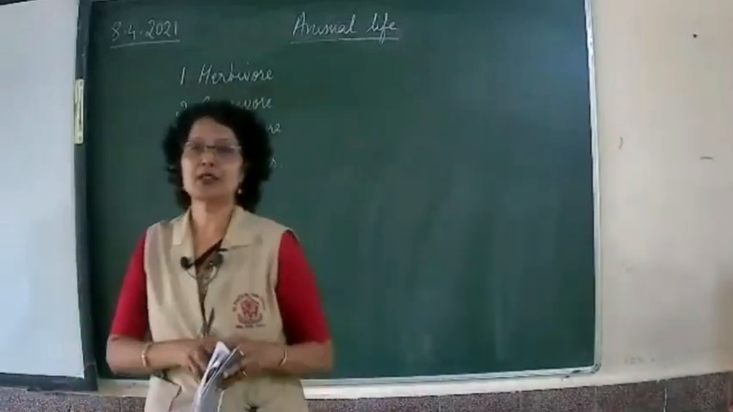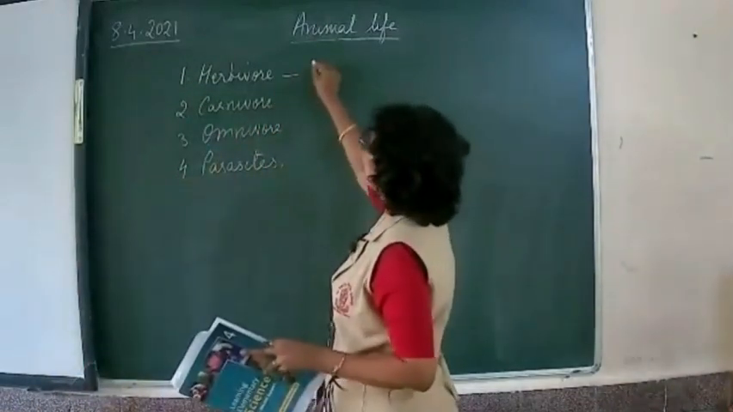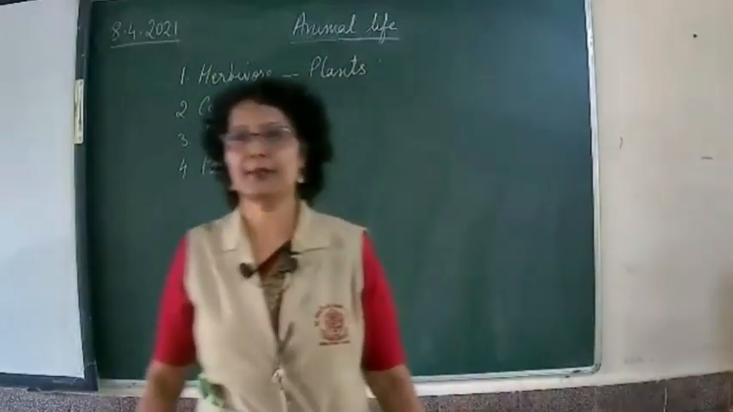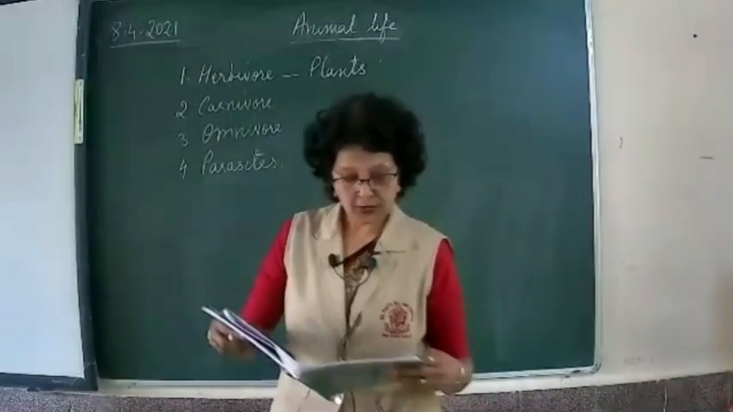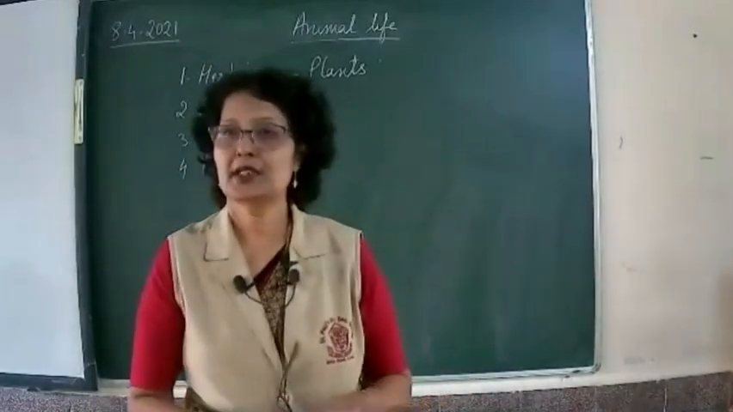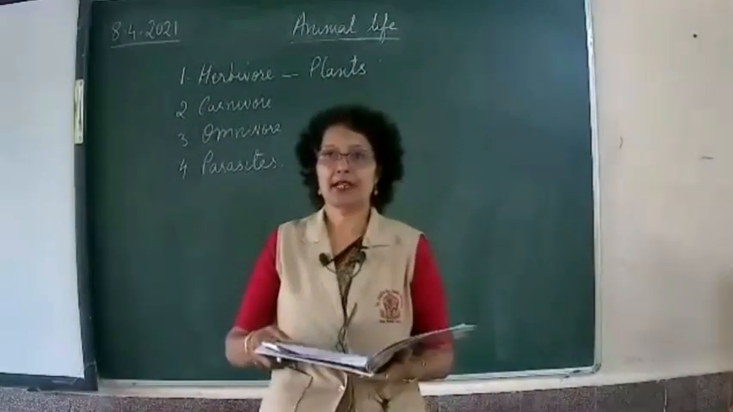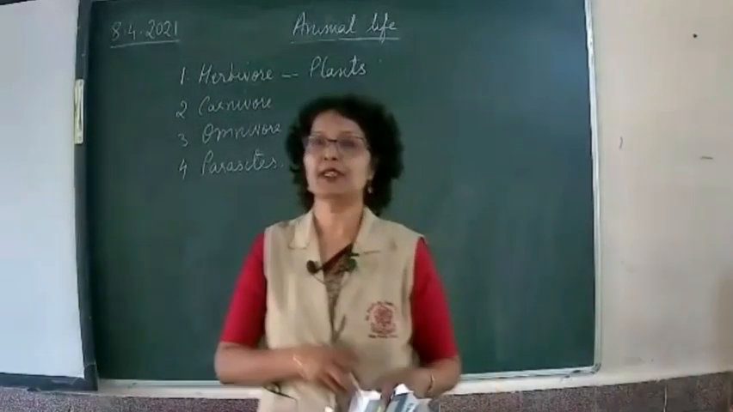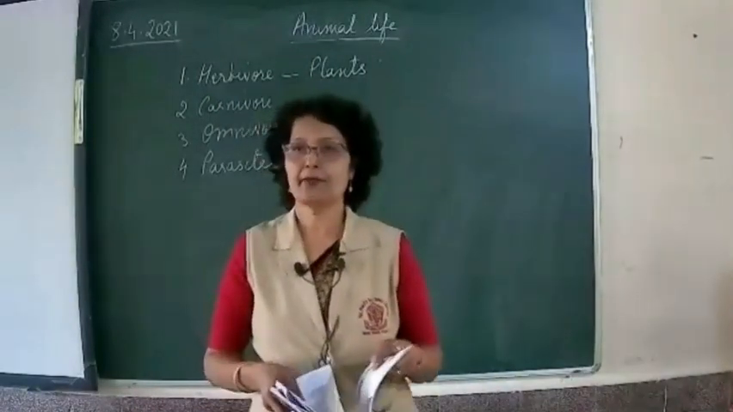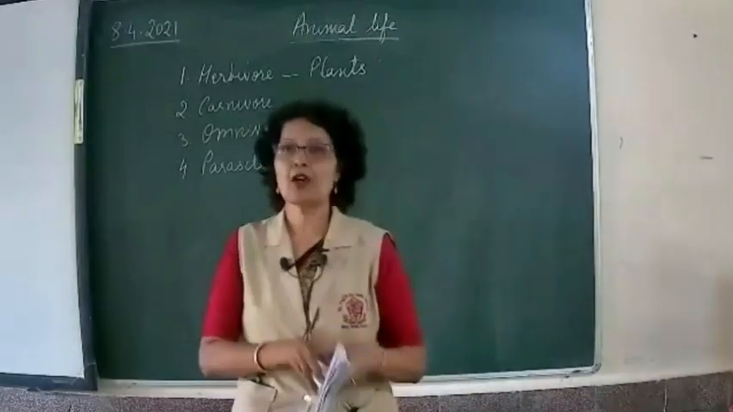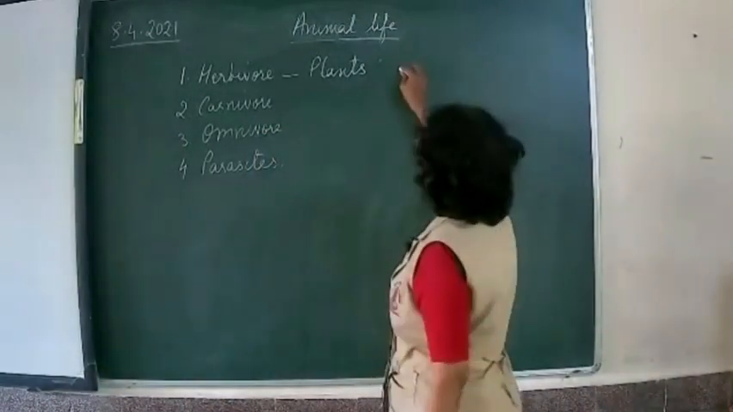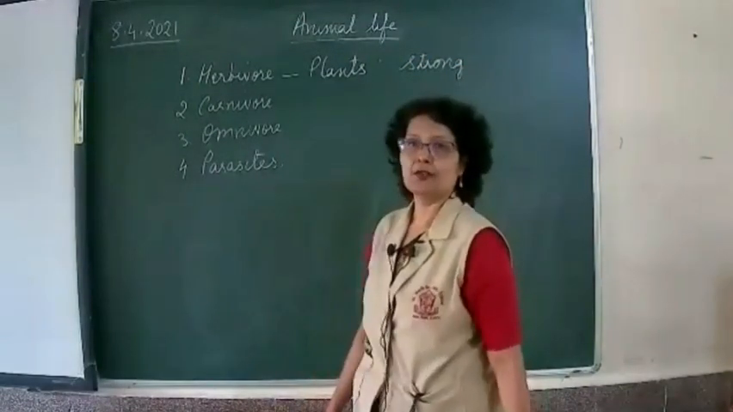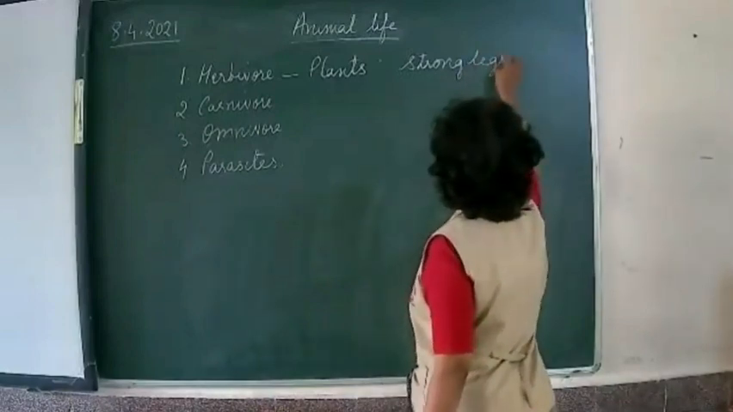Now, herbivores are those animals which eat plants. Those animals which eat only plants are called herbivores. Examples are cow, goat, deer, elephant, rabbit, etc. Is that clear? They have sharp, flat front teeth, and long and strong legs. They have strong legs to travel long distances to find their food.